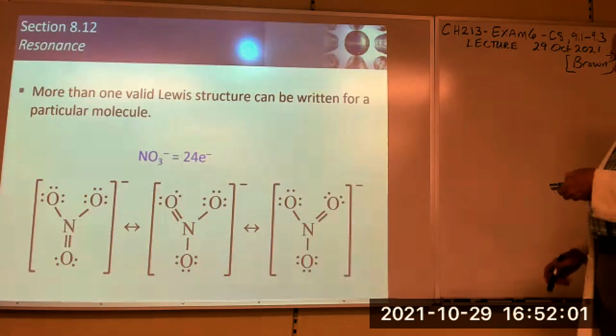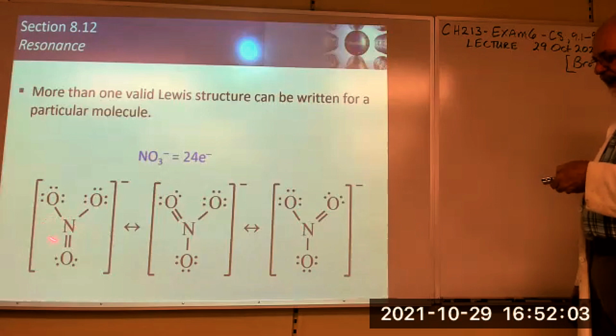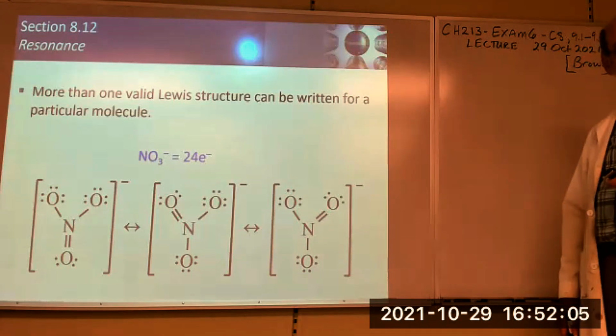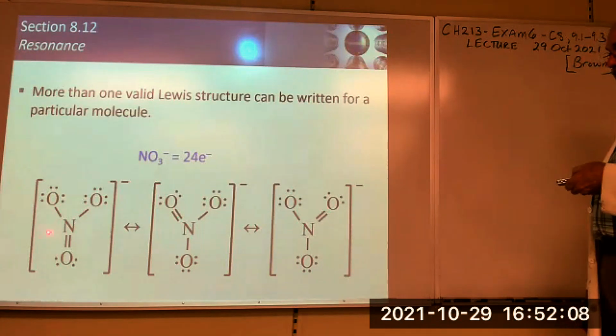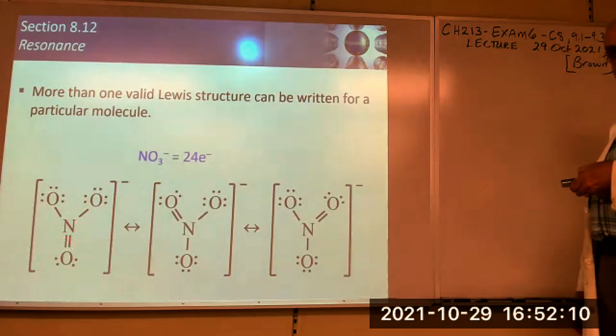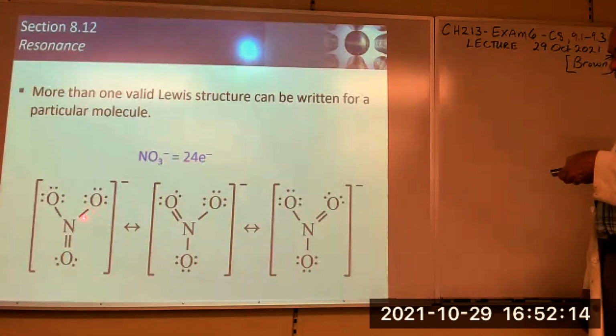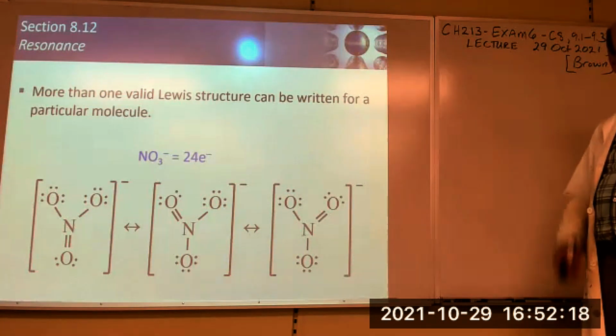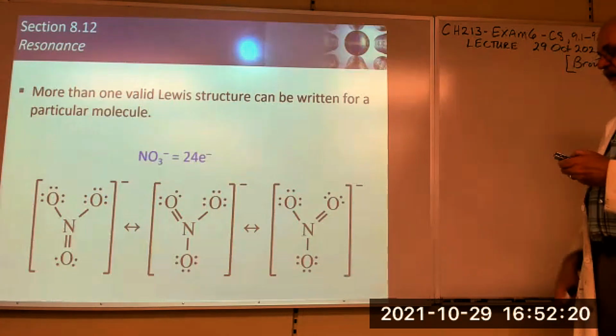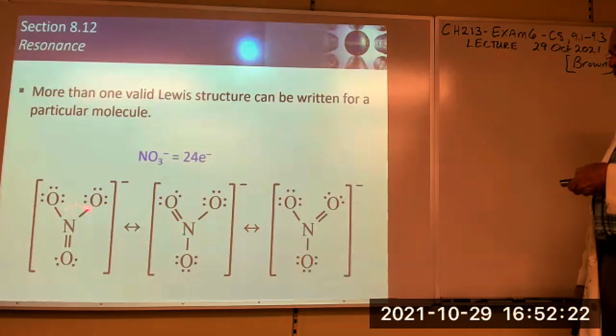Now, we know that this standing alone is not a valid structure because we've been able to measure the length of these bonds. And in addition to the energy of this bond being greater than that bond, if this were true, that bond should also be shorter because the bond is stronger. But it's not. All of these bonds are equivalent.